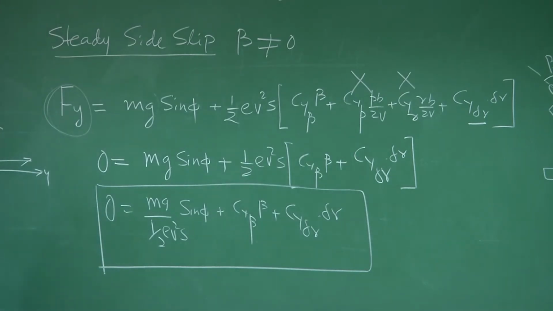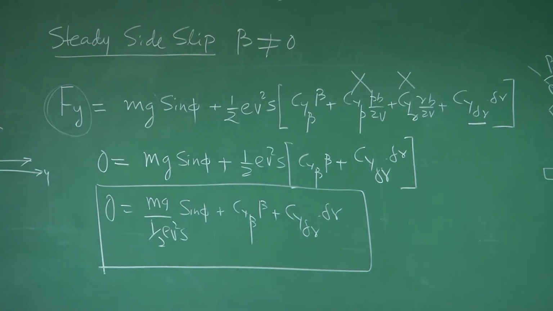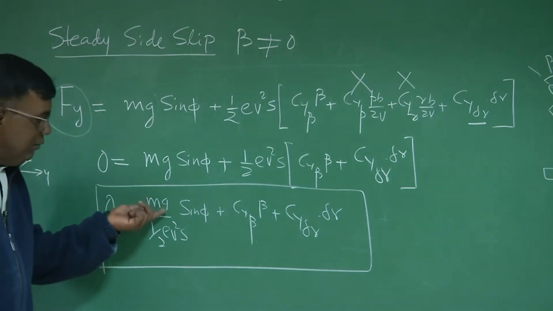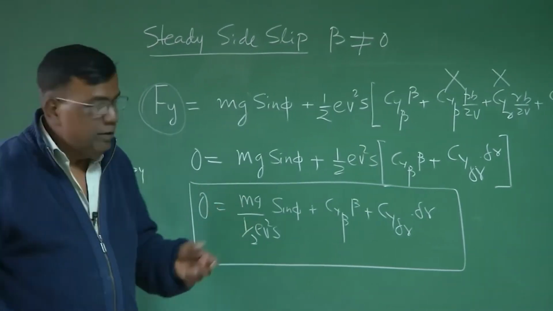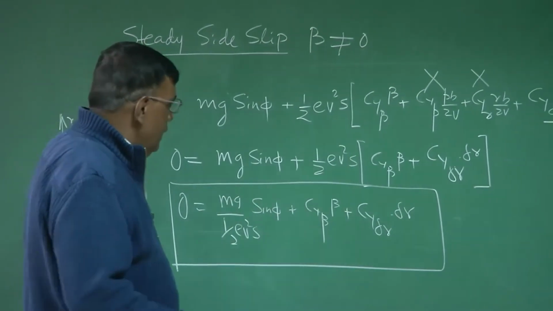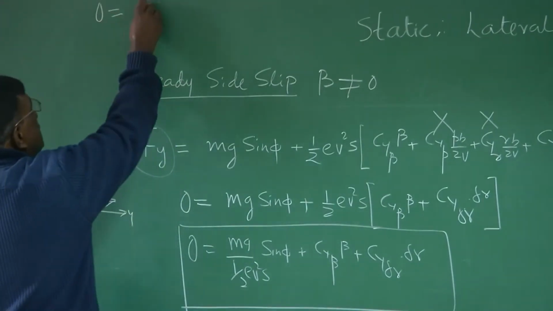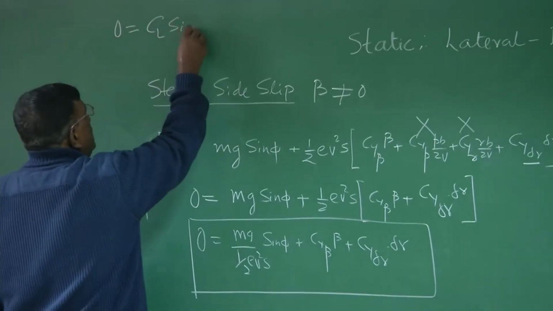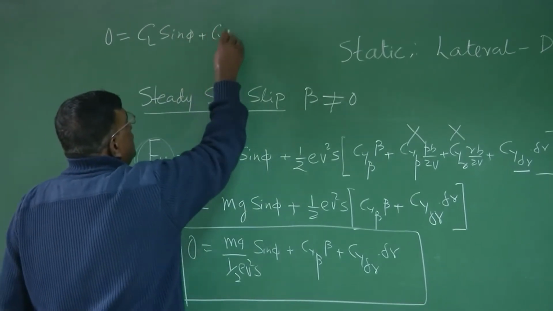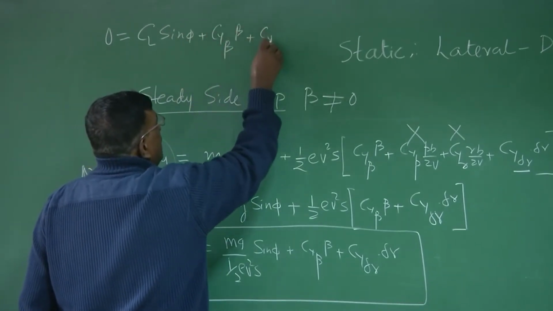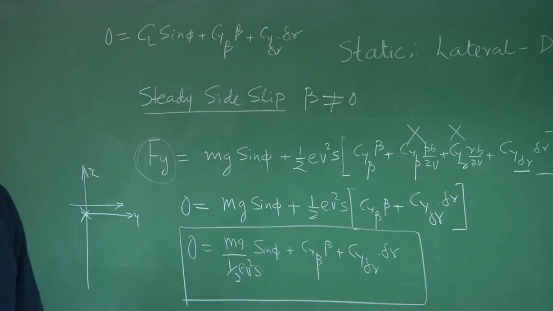Okay? What is mg by half rho V squared S? It is CL, the lift coefficient. So I can write 0 equal to CL sin phi plus Cy beta into beta plus Cy delta R into delta R. Any objection up to this point?